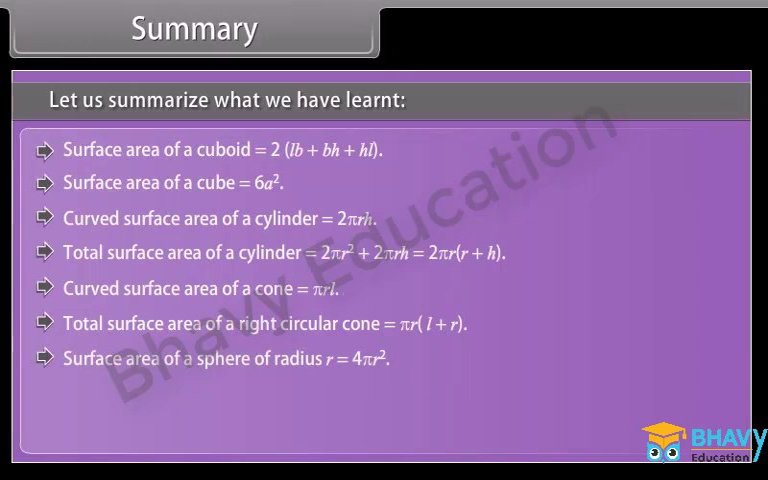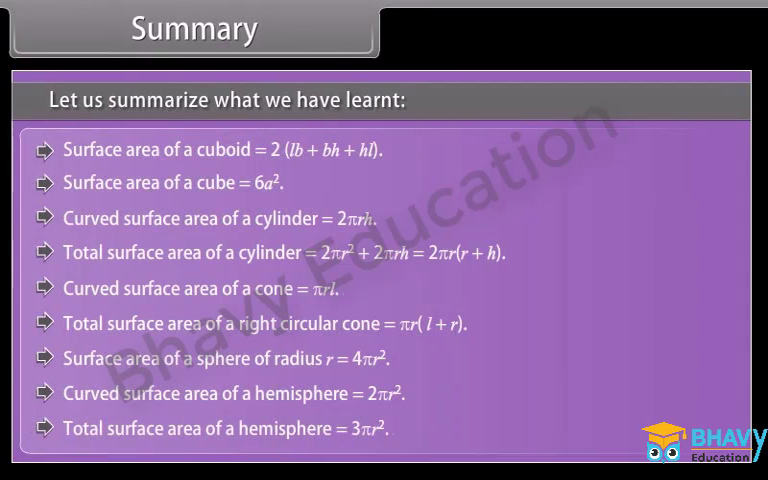Surface area of a sphere of radius r is equal to 4 pi r square. Curved surface area of a hemisphere is equal to 2 pi r square. Total surface area of a hemisphere is equal to 3 pi r square.